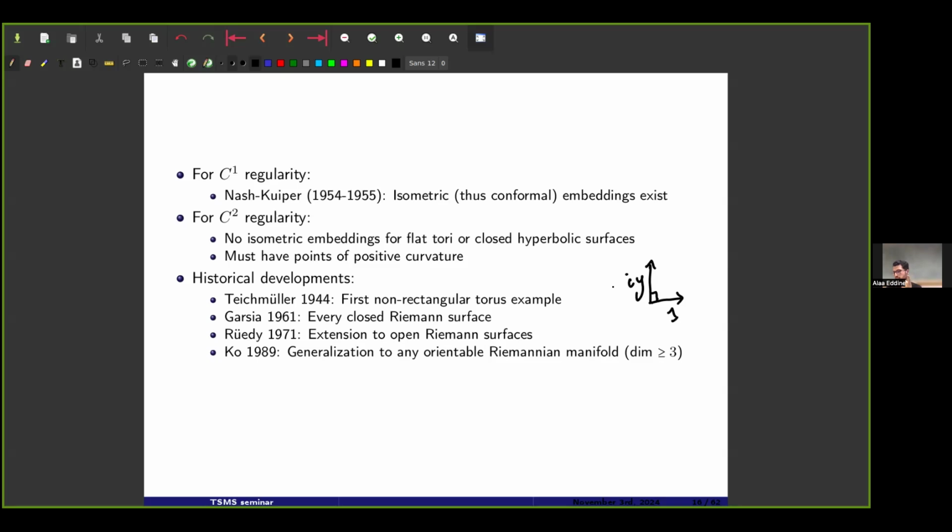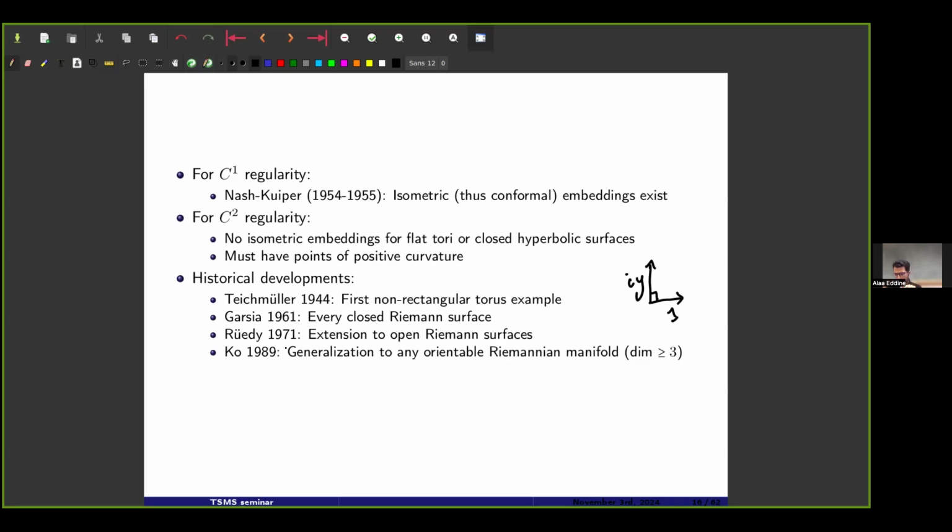So it was not easy to find a non-rectangular example. Teichmüller gave the first example, and then Garcia proved that every closed Riemann surface can be conformally embedded in the Euclidean space. He used some ideas of Nash and Teichmüller to do this.